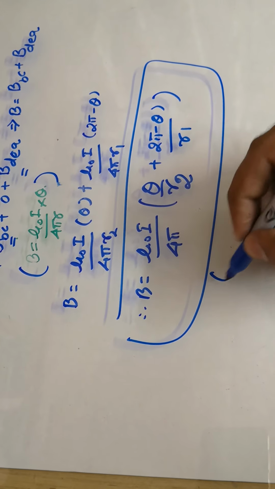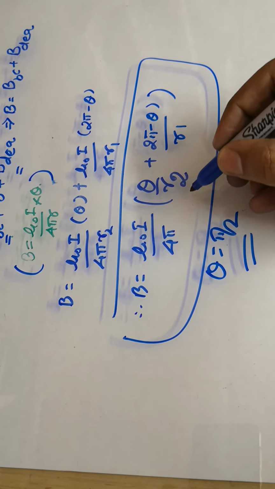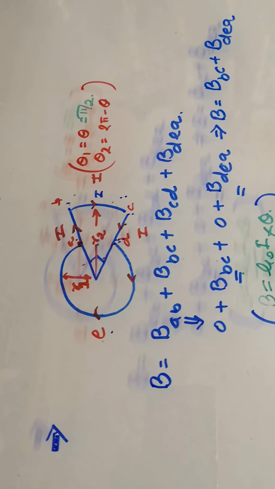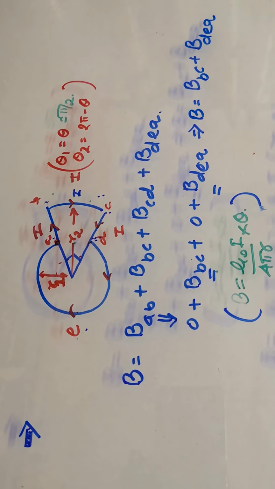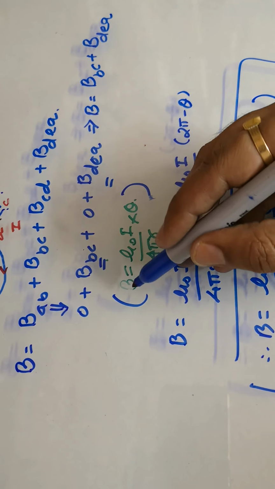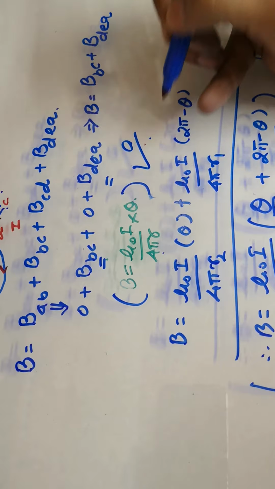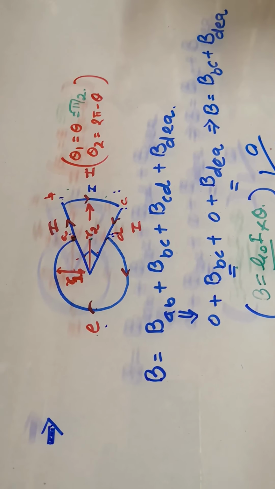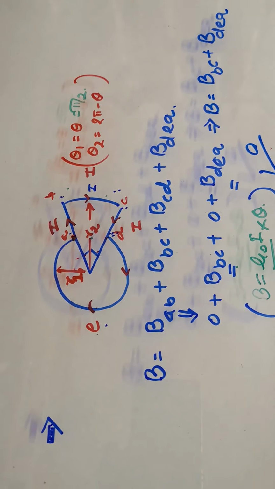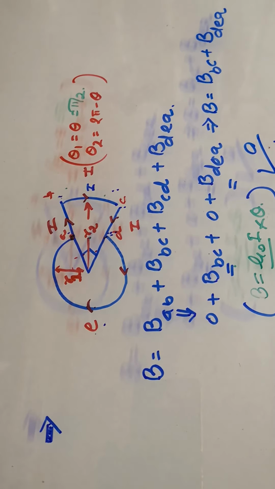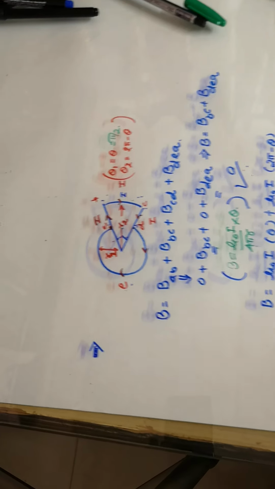Yes, you can say that theta equals pi by 2 and simplify this, but this is the simple method we have. With only the simple formula B equals mu 0 I theta upon 4 pi r, you can solve such critical examples. So I'm giving you a task, and with the help of this formula, let's see how you solve such examples.